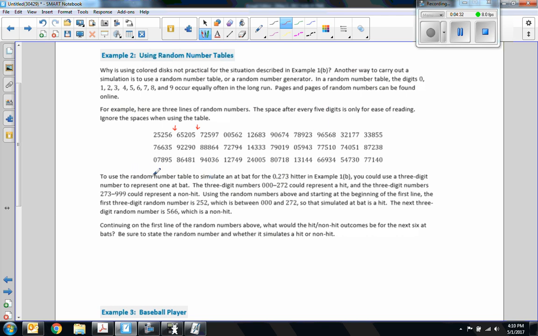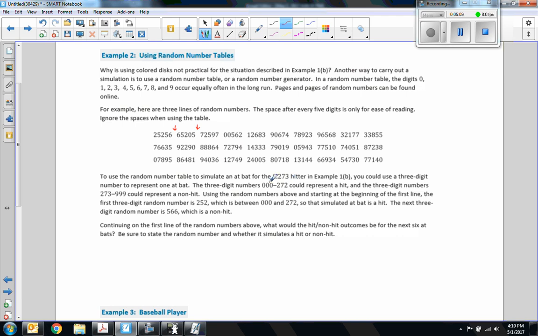It says, use the random number table to simulate an at-bat for 273 hitters in example 1B. So we're going to use 3-digit numbers to represent an at-bat. 3-digit numbers 000 through 272 would represent 273. Think of it this way, because a lot of students get confused saying, why aren't we going up to 273? If 000 is our first number, that's 1. And then 001 is our second number, there's 2. And if 002 is our third number, that's 3 numbers. So when we get all the way to the end, we're going to be 1 less than the number we're looking for, because 000 was our starting point.